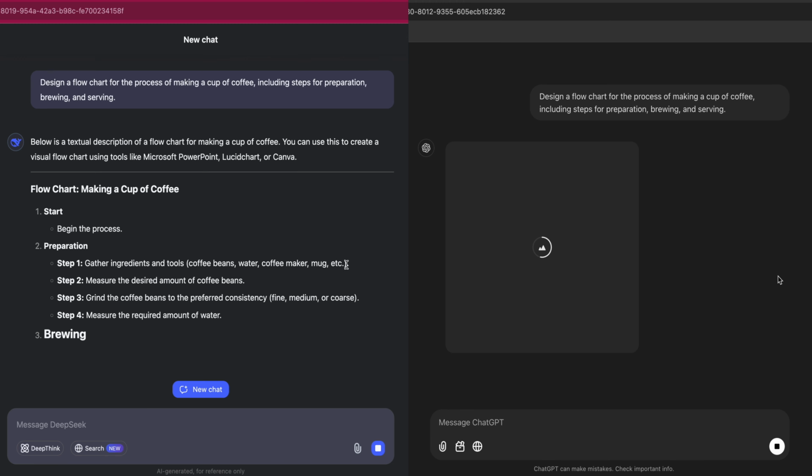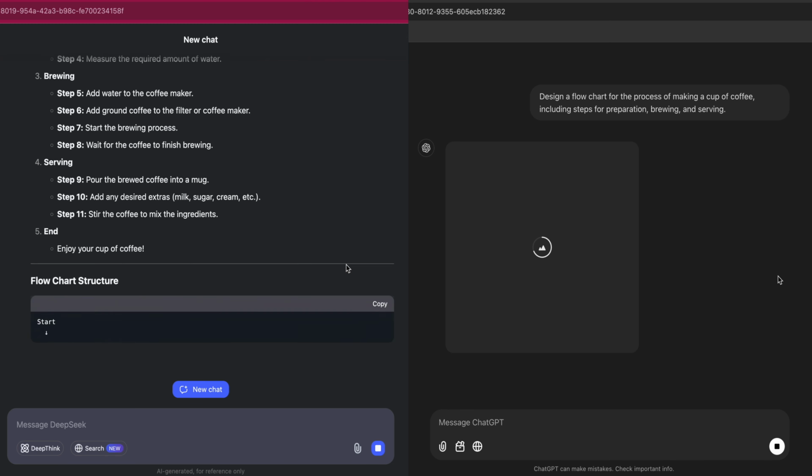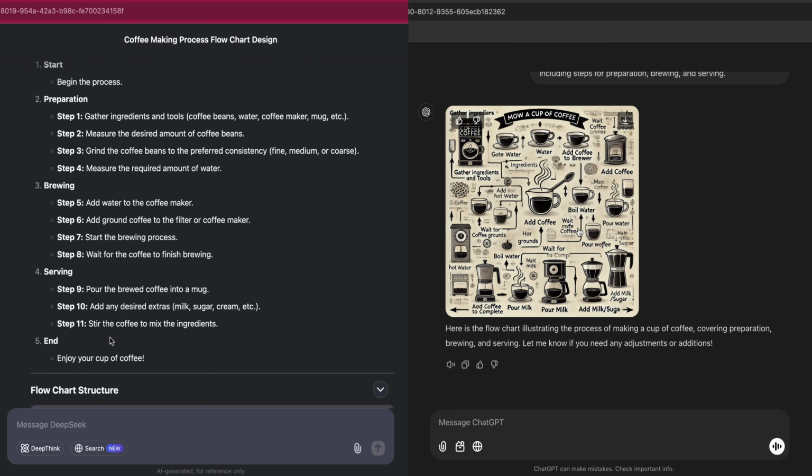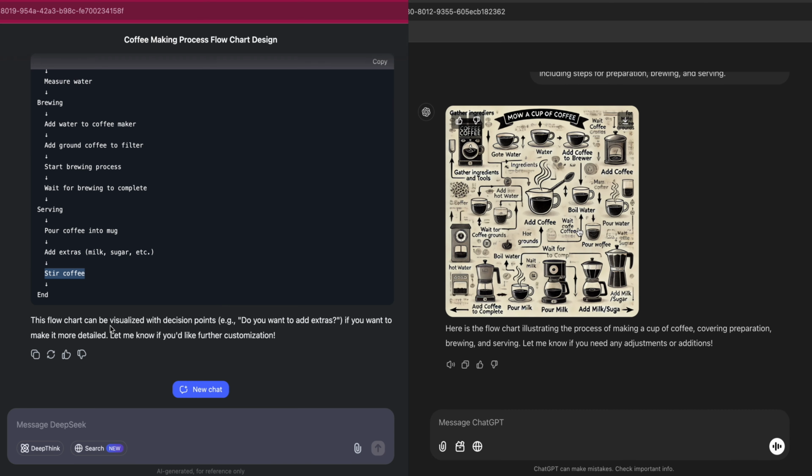DeepSeek v3 gave a very detailed text breakdown, suggesting tools like PowerPoint, which is okay, but it's very basic. ChatGPT, on the other hand, created an actual visual flowchart. Sure, a few words are a little distorted, but it's pretty clear.